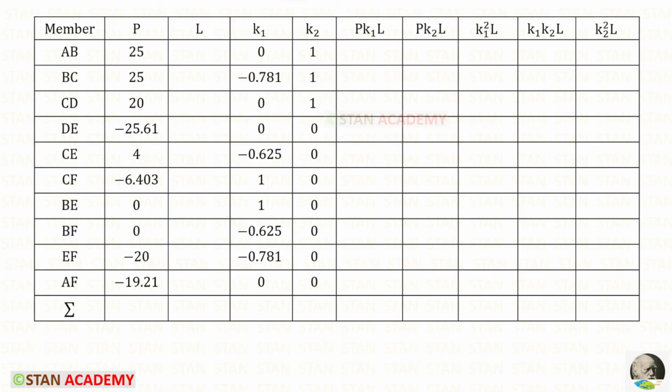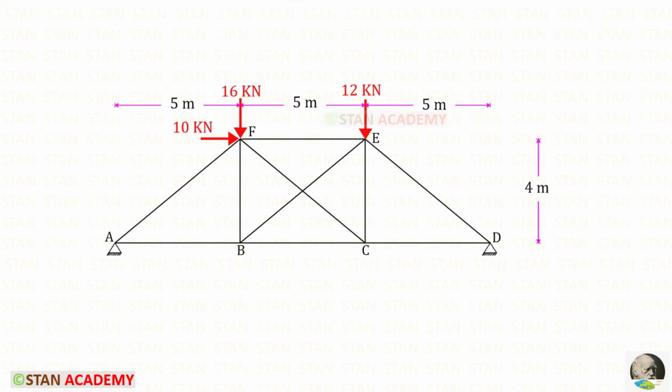Let us enter all of the values of K2. We did not consider BE, so for BE, we have to apply 0. The rest of the values we have found, we can apply. Now we are going to find the length of the members. Most of the length of the members are given. Length of AB is 5, length of BC is 5, CD is 5, and FE is 5. Length of BF and the length of CE is 4.